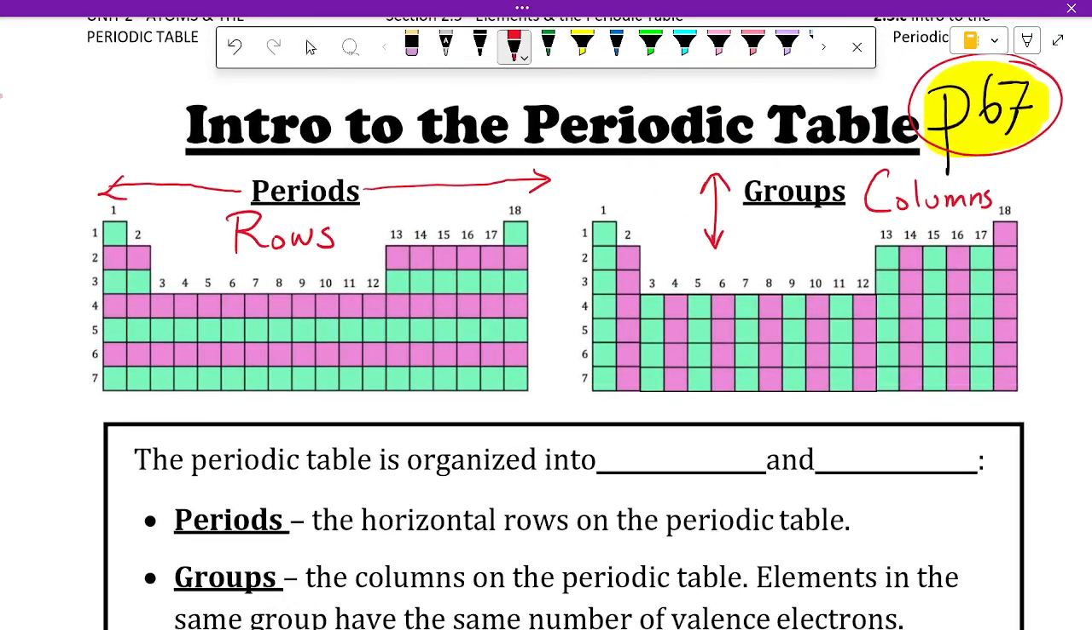So the periodic table is organized into periods and groups. Periods are the horizontal rows. Groups are the columns, up and down.